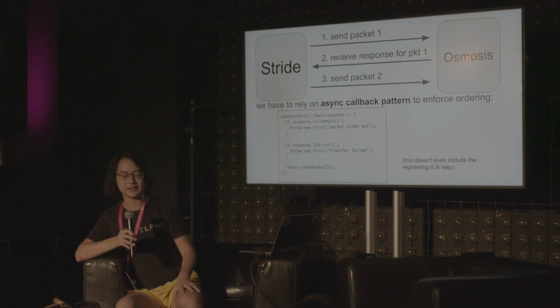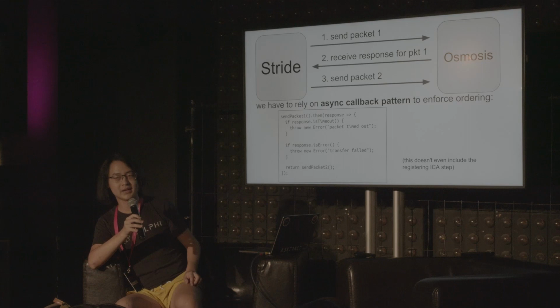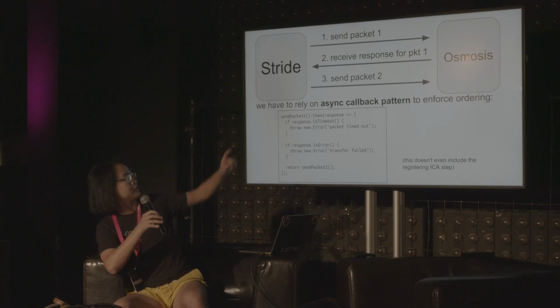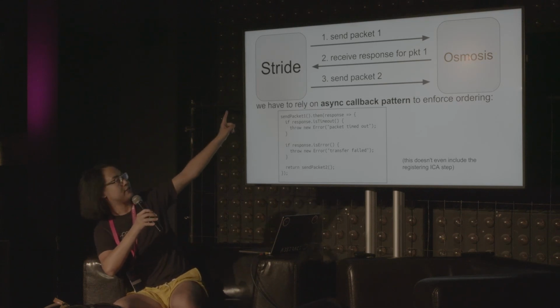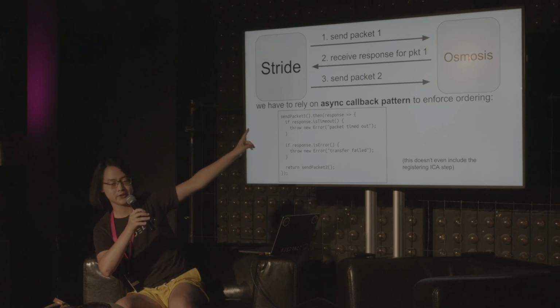So how do we do that instead? Well, one possible solution is to use the callback pattern. So the way you see those steps 1, 2, 3, right? We first send the first packet. We don't send the second packet yet. We wait for the response from packet 1, and only after we see the response and we know packet 1 has been successfully delivered, only then we send the second packet.